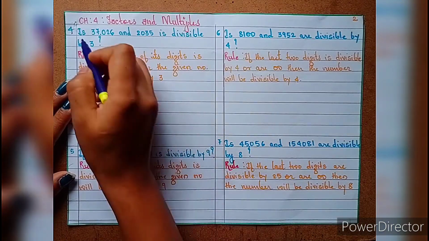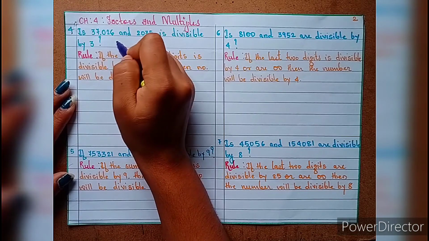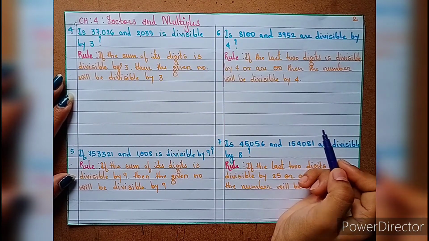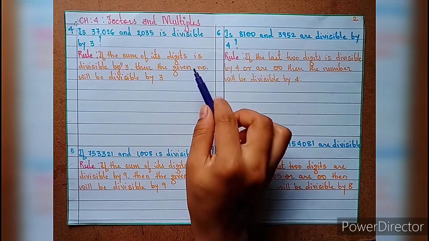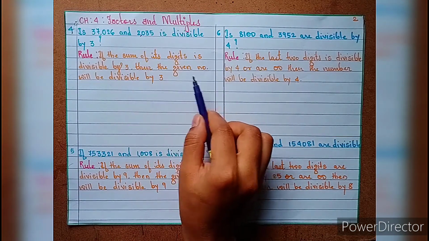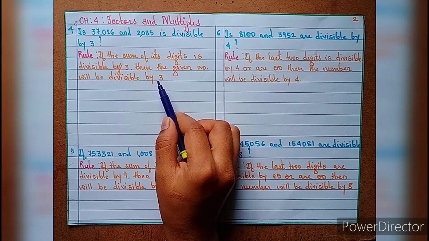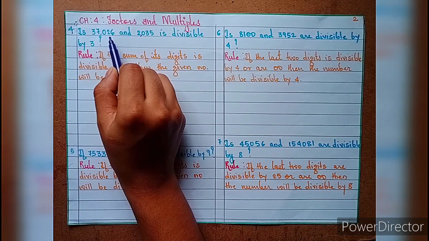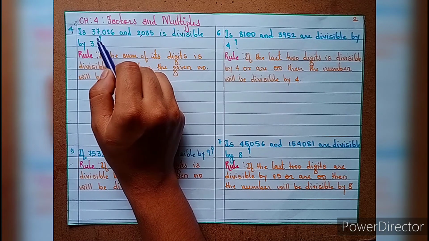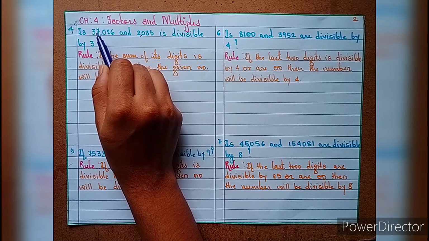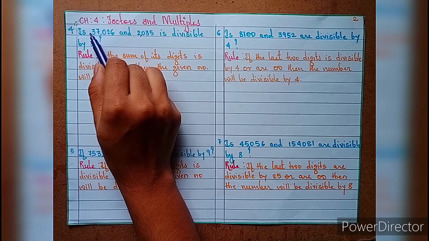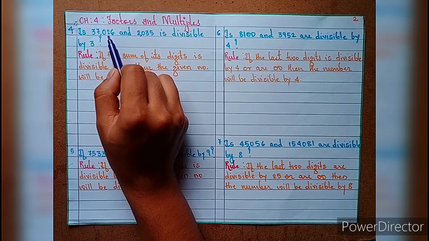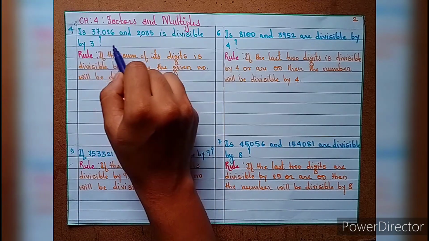Now let's see the next question. Question 4. Are 37,026 and 2,035 divisible by 3? Let's check the rule first. If the sum of its digits is divisible by 3, then the given number will be divisible by 3. Yes. So what we have to do? Each digit, 37,026 is a number which has the digits 6, 2, 0, 7 and 3. So we have to add these digits together. After adding, whatever sum we will get, that should be divisible by 3. Then only the whole number will be divisible by 3.